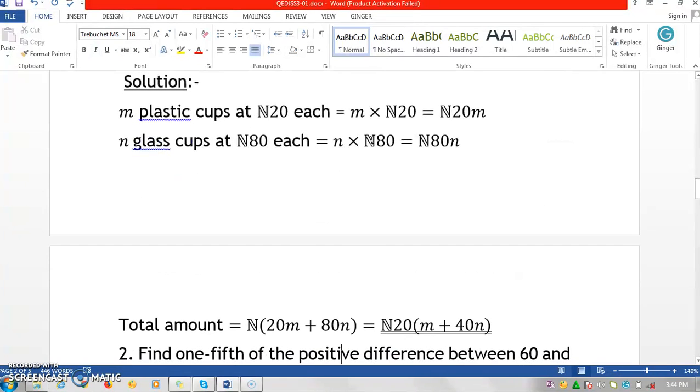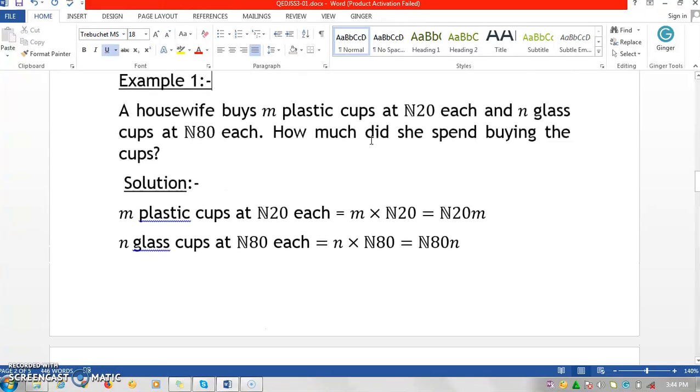Look at this example here. A housewife buys n plastic cups at 20 naira each and n glass cups at 18 naira each. How much did she spend buying the cups? We were given a variable, an unknown, to represent the number of cups she bought. So the solution: n plastic cups at 20 naira each means n times 20. That gives us 20n in naira.